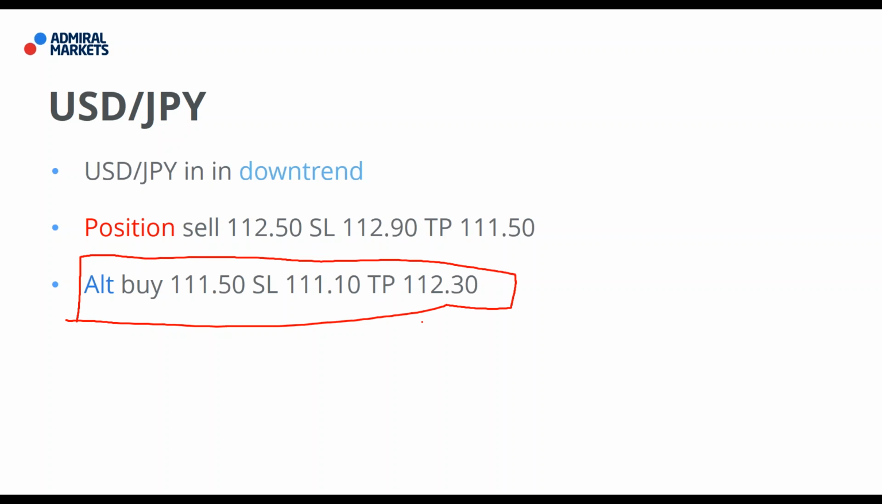Andy is asking, do you mean move stop to break even after 20 pips? Do you use trailing stops? Yes, Andy, but I don't move stop to break even. I only move stop to break even if I close half of my position. But if I have a full position running and price goes 25 pips in my favor, or 23 or 22, and I see that it simply cannot break, I move my stop loss to plus 20 pips.